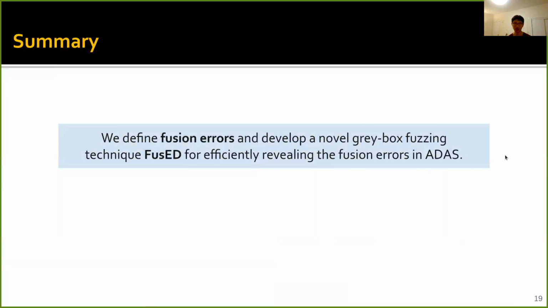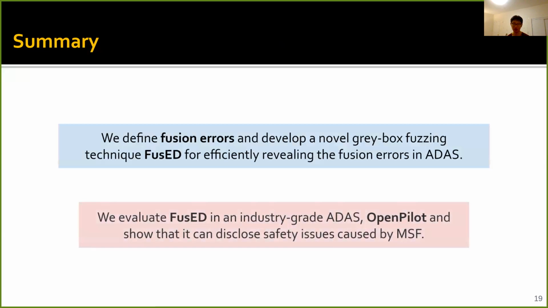So in summary, in this work, we define fusion errors and develop a novel gray box fuzzing technique built for efficiently revealing fusion errors in ADAS. We also evaluate the fuzzer on an industry-grade ADAS, OpenPilot, and show that it can disclose safety issues caused by sensor fusion failure. Thank you.